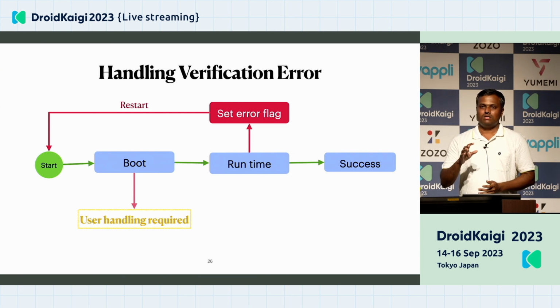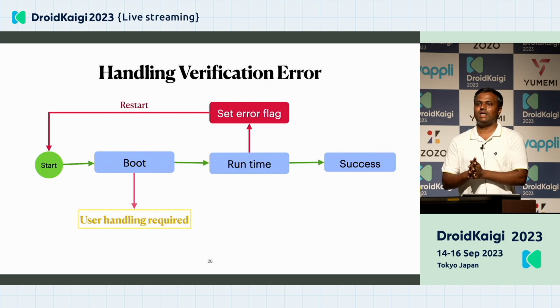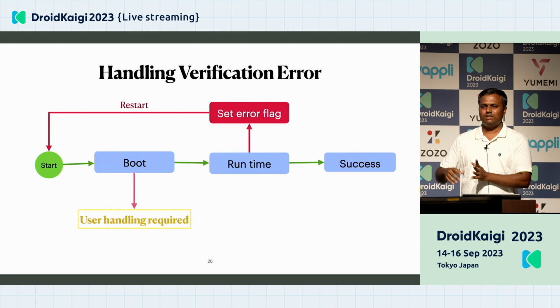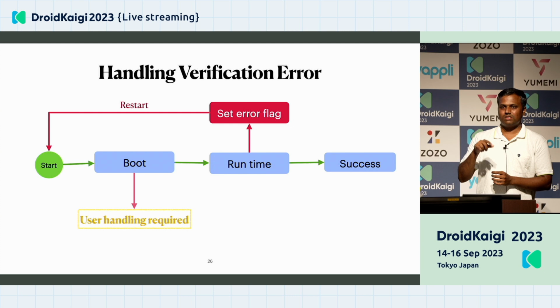So after start, if something bad happens during the boot up, then user handling is required. Some pop-up will be shown to the user. The user needs to work on that, and basically user handling is required there. If something bad happens during the runtime, while partition verification or after that, then a flag will be set, which we call the EIO flag. It's called the error IO flag, and the bootloader is told to restart the device.